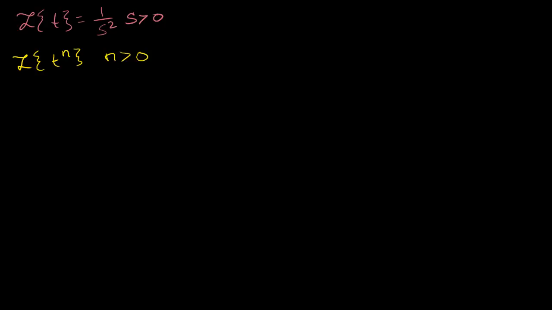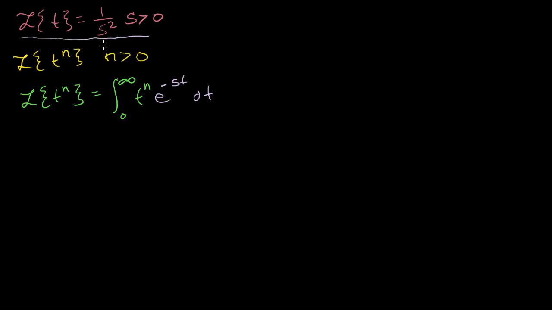So we know from our definition of the Laplace transform that the Laplace transform of t to the n is equal to the integral from 0 to infinity of our function, t to the n, times, and this is just the definition of the transform, e to the minus st dt. And similar to when we figured out the last Laplace transform, your intuition might be that we should use integration by parts. And I showed it in the last video.